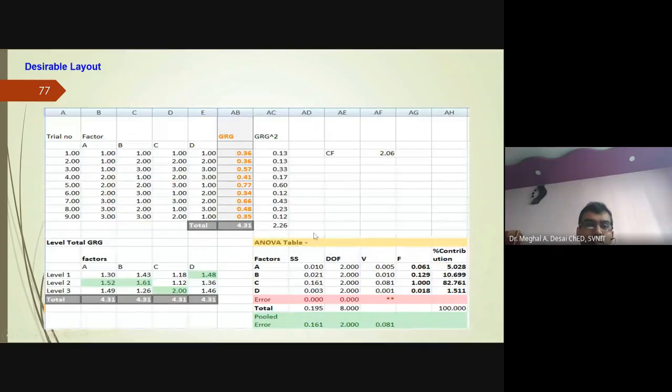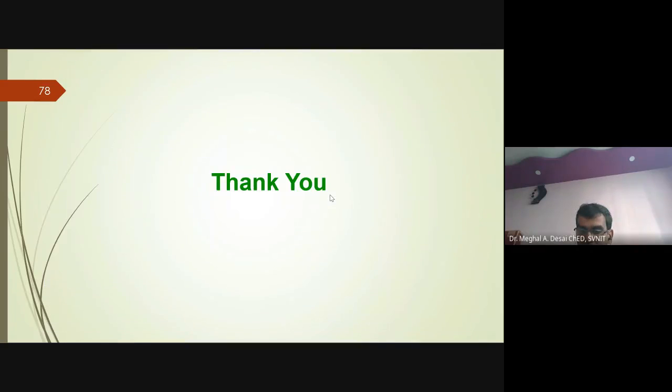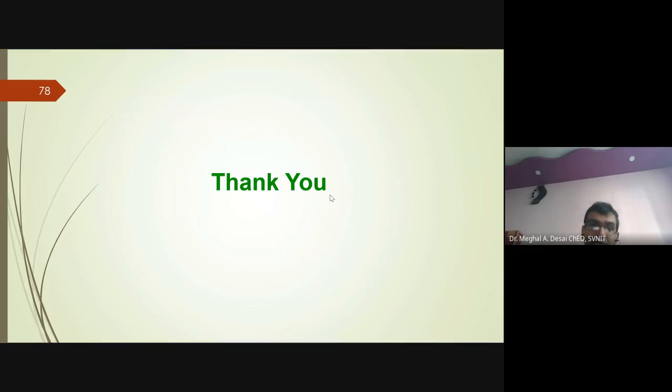So once this desirable layout is made, I mean, once the experiment, the treatment is done, this is what your layout will be. So you can extract the information. Okay. So I will conclude the session. If you have any doubt, please let me know.